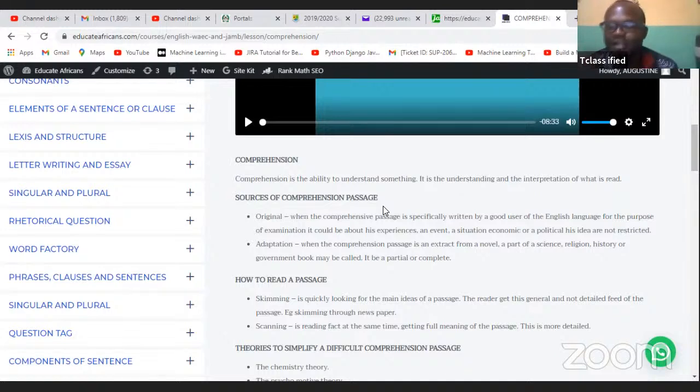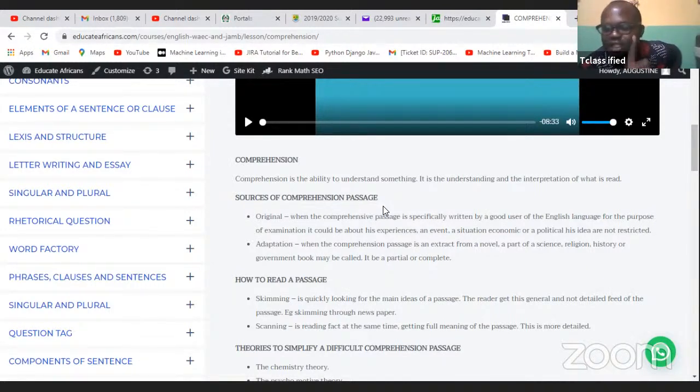Okay. Now, when you see a comprehension passage in JAMB, there are two major places that they get this comprehension passage. And it's very, very important that you understand this, so that you know the source of the comprehension before you get to the hub. So there are two sources of comprehension. Number one is what we call original, whereas number two is what we call adaptation. So your comprehension can be coming from an original source. It could also be coming from an adapted source.